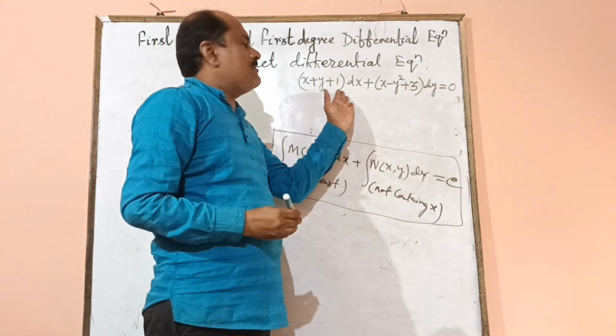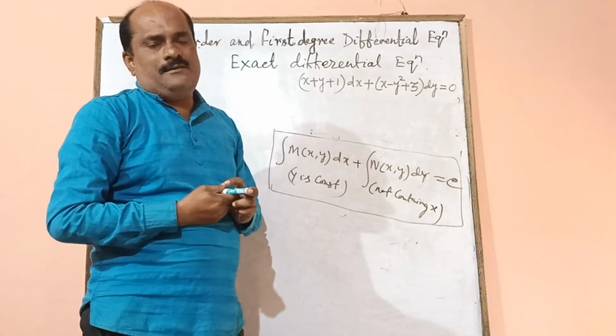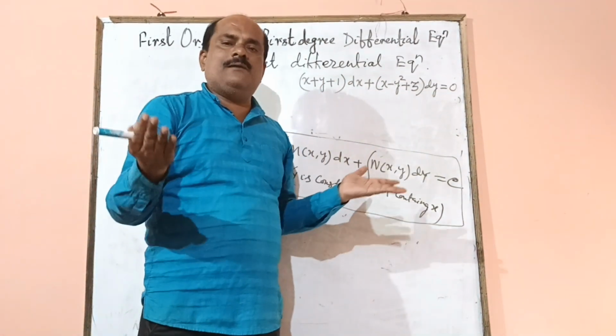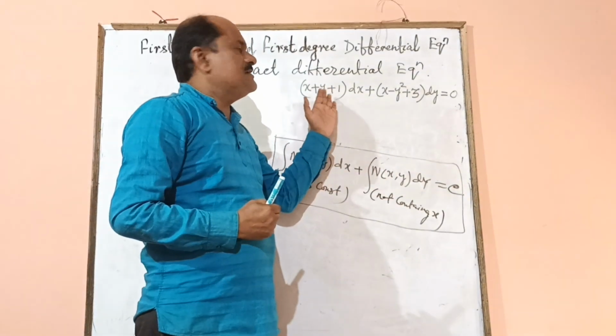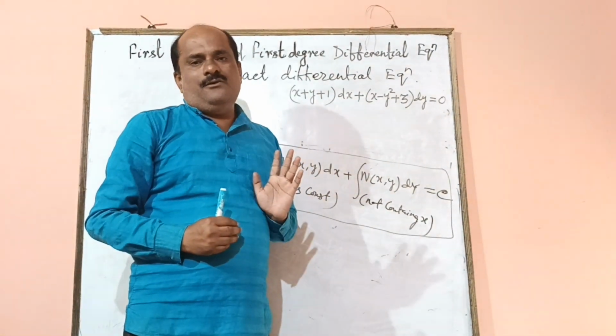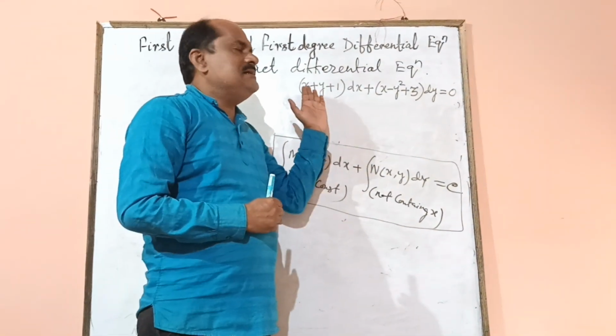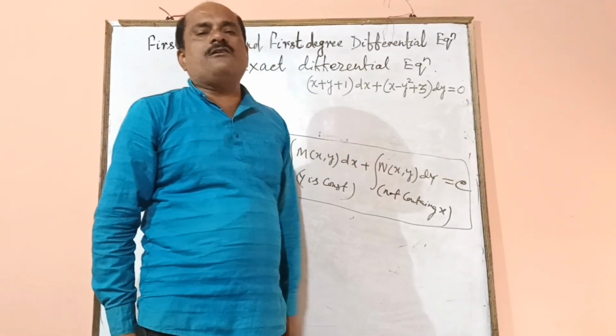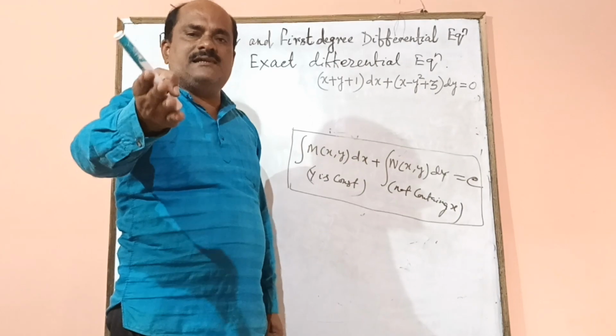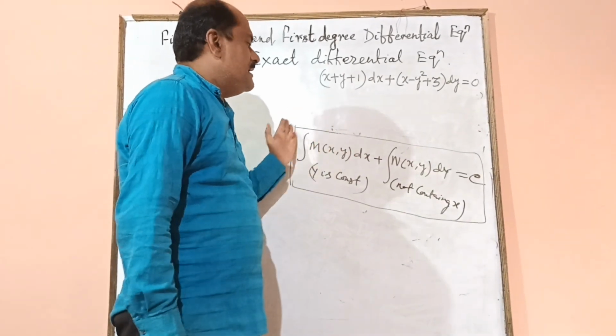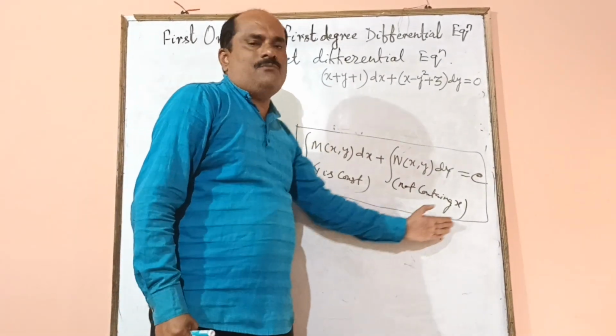This is a first order and first degree differential equation. This cannot be solved by the variable separable method. This is not a homogeneous equation which we learned before. Now we test whether this is an exact differential equation or not. If this is an exact differential equation, then we get the solution by this formula.